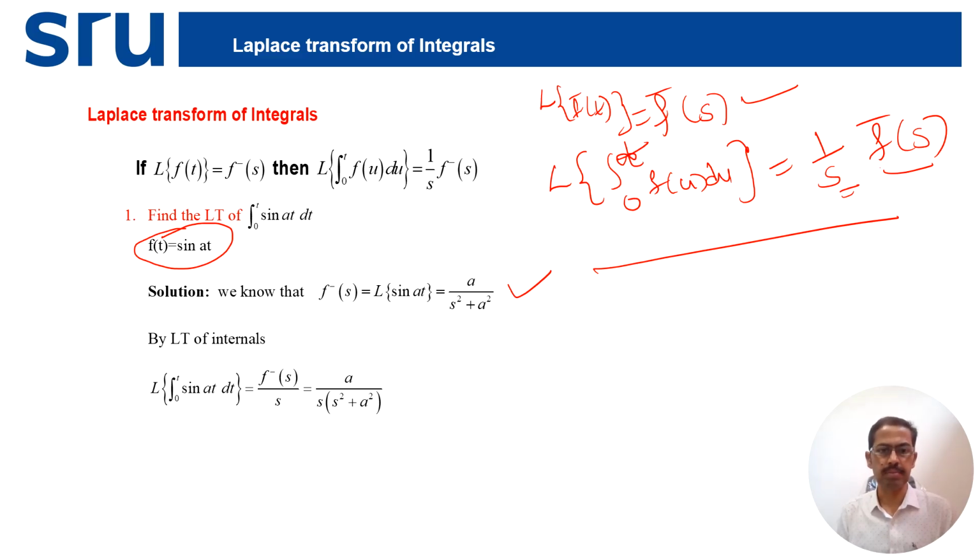Now apply the Laplace transform of integral formula. Here the Laplace transform of the integral from 0 to t of sin at dt is equal to f bar of s by s. What is f bar of s? Here f bar of s is a by s square plus a square, right? For the integration 0 to t of sin at, just divide by s, 1 by s. That's all. This is the Laplace transform of the integral from 0 to t of sin at dt.